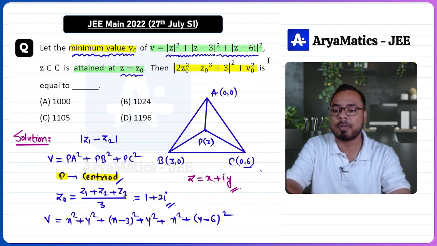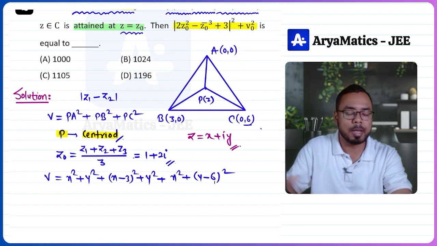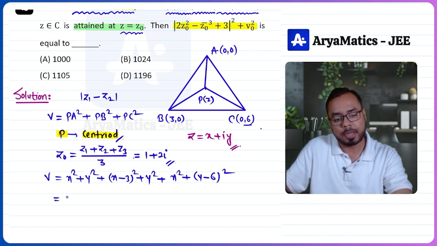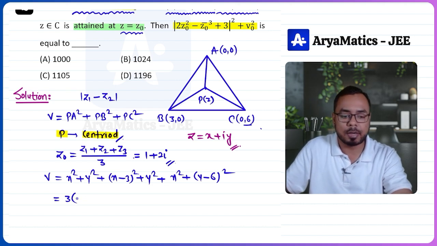This is the expression for V. And now you can make a perfect square. I mean, you can take 3 common from the x square term. So you will get x square, and from here you will get 2x. For creating a perfect square, you can do plus 1 minus 1.